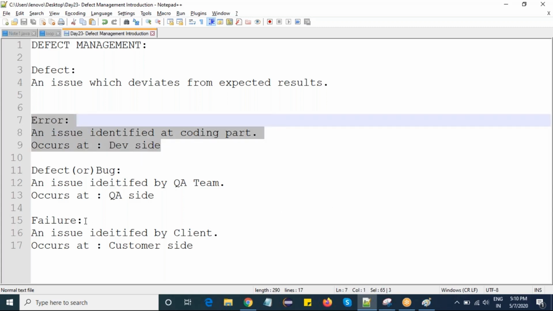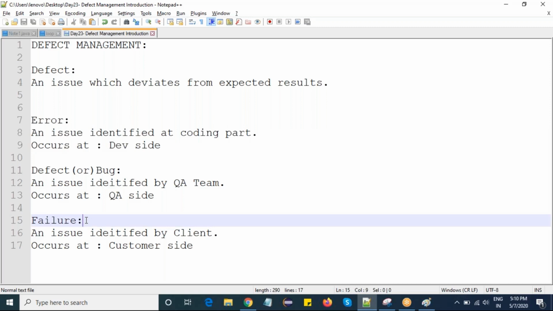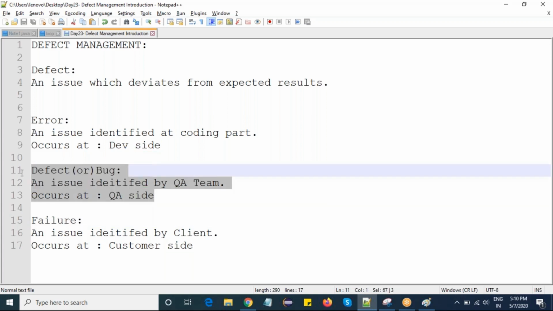Some people call it production errors or production defects. Don't call it production defects. If any problem occurs at the production side or customer side, we call it a failure, a production failure. Many people call it production defects, but there are no production defects, only failures, production failures. If the QA team identifies any issue, we call it a defect or bug. So these are the basic information about defects.